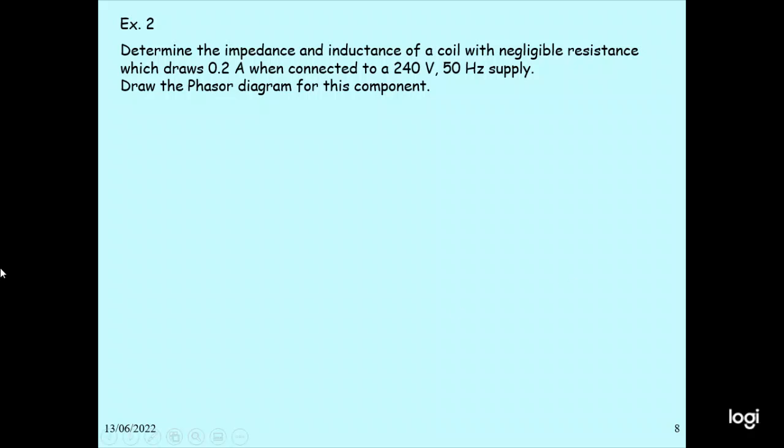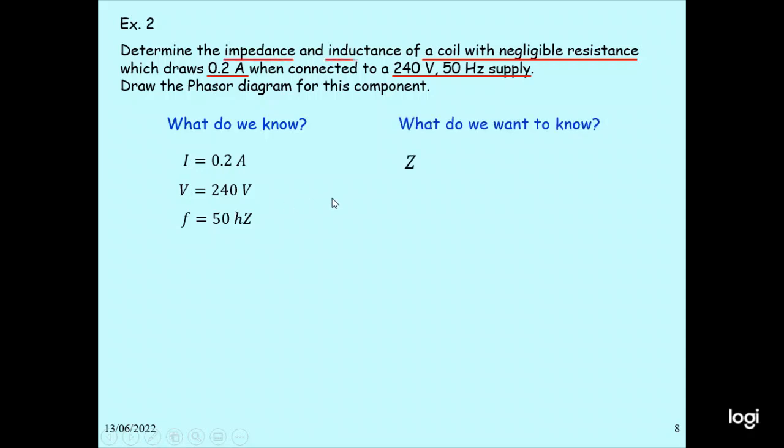The next problem: determine the impedance and inductance of the coil with negligible value of resistance, which draws 0.2 ampere when connected to a 240 volt, 50 hertz supply. Draw the phasor diagram for this component. What do we know? We know the current I is 0.2 ampere, voltage 240 volt, frequency 50 hertz. What do we want to know? Impedance Z. In this case, Z equal to X_L equal to V by I, X_L equal to 240 by 0.2, you got 1200 ohm.